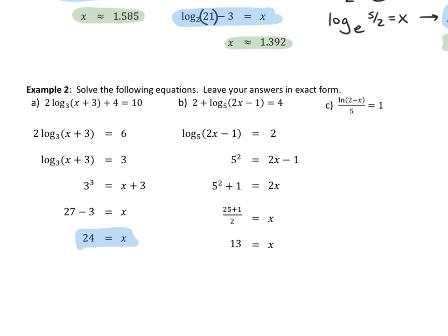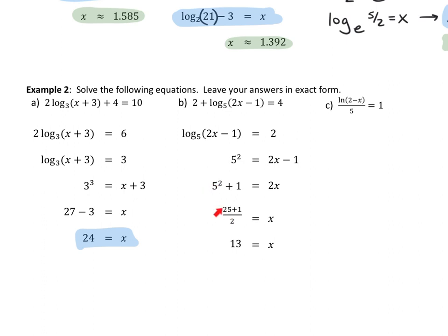For part B, we looked through it again. Subtract 2 from both sides. The log is already isolated, so I can just do the log loop there. This is base 5 raised to the second power equal to 2x minus 1. We're solving for x, so I have to add 1 to both sides, then divide by 2.